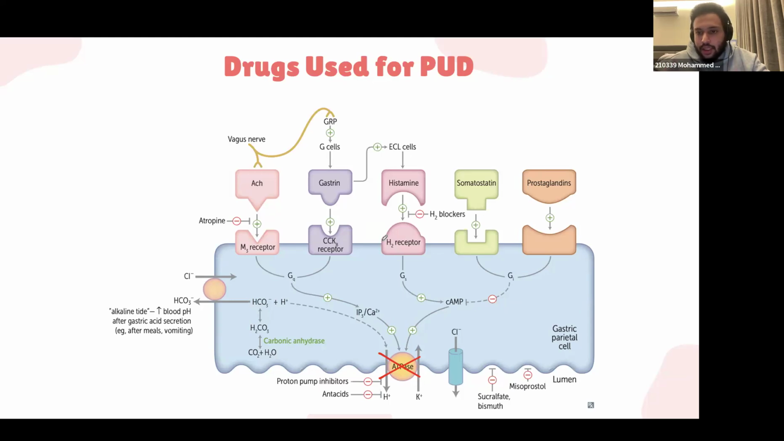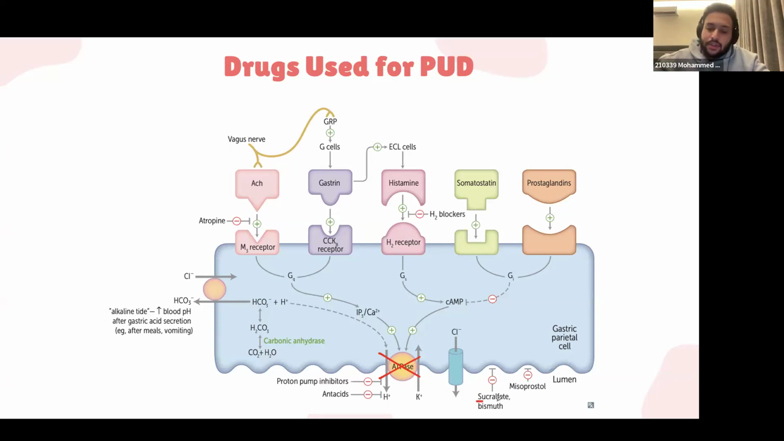Now, for muscarinic, it affects the M3 receptors. And these are typically the drugs that you give to decrease the amount of acid production. Now, the other drugs that you can give are to basically coat the ulcer. So you have sucralfate and bismuth.